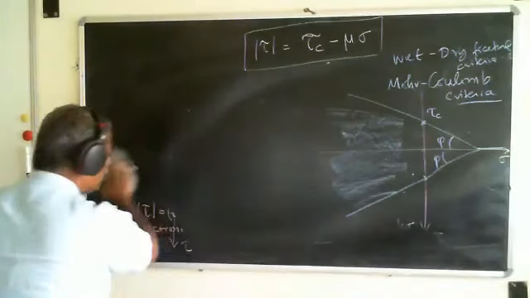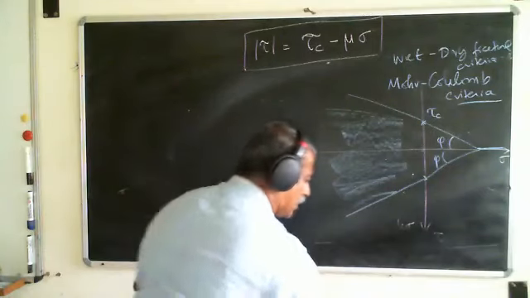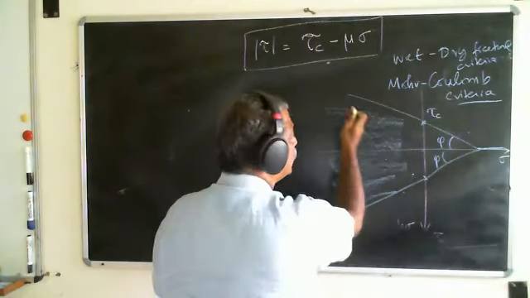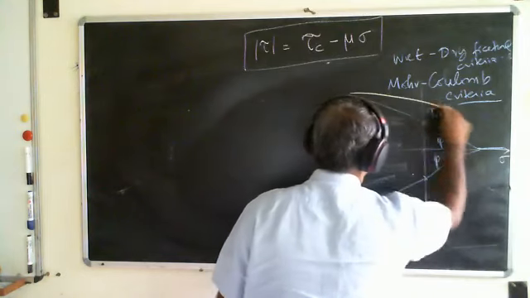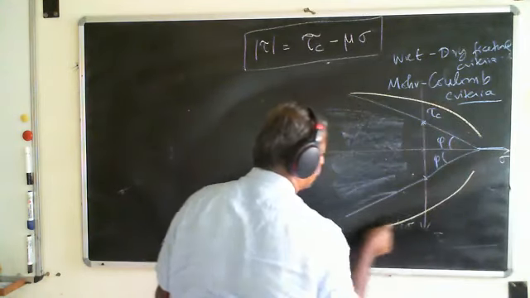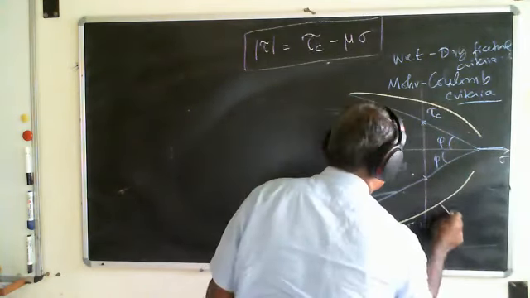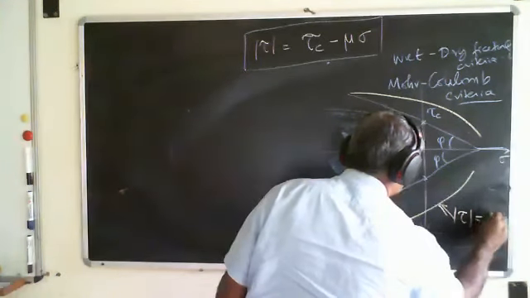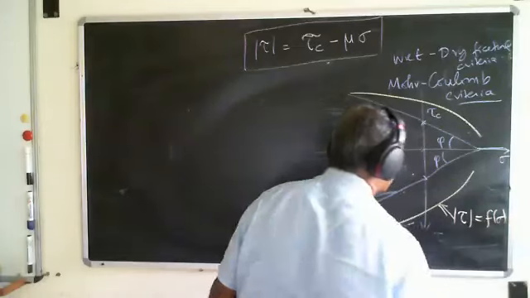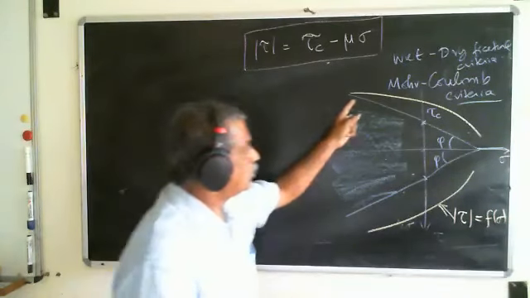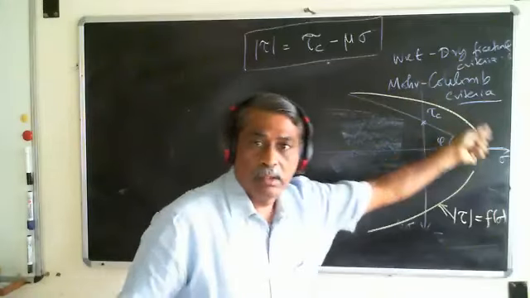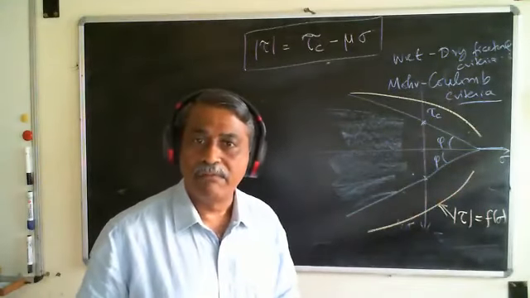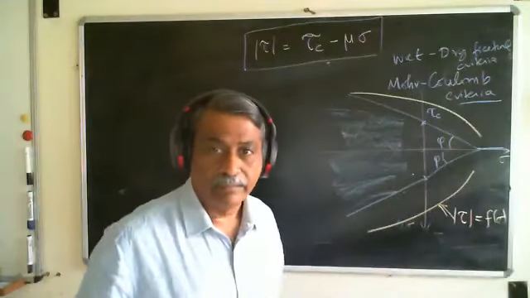A more general possibility could be, why should it be a straight line? It can also be something like this, where I could have tau equal to some function of the normal stress. And this is the most general possible failure envelope that I could have.